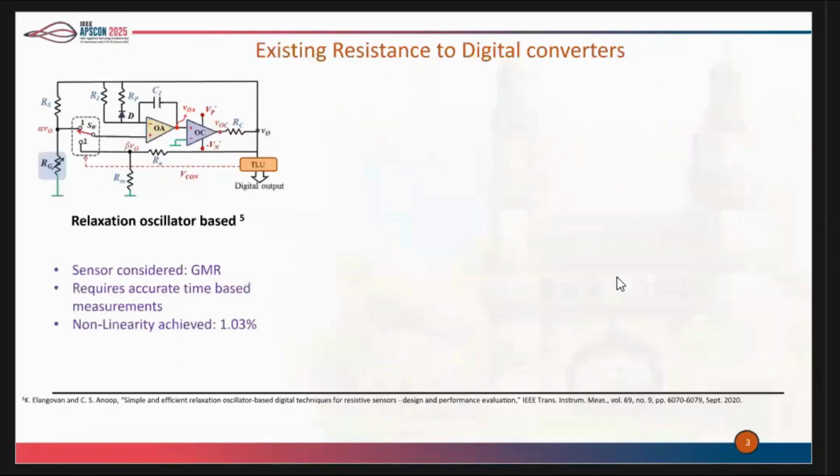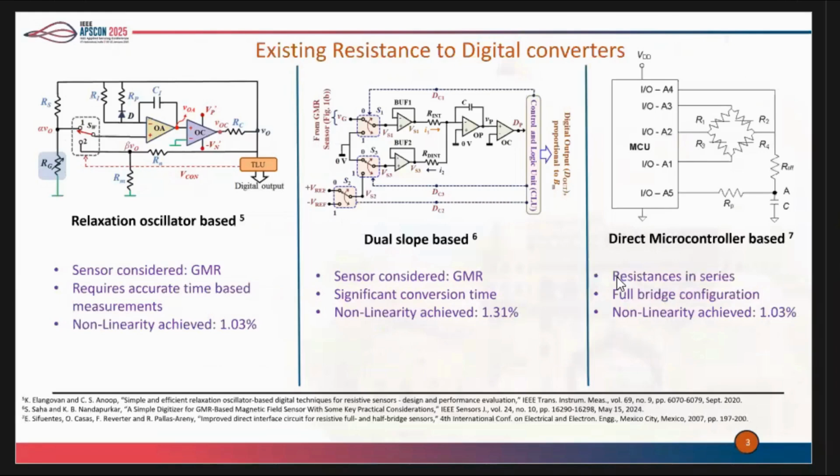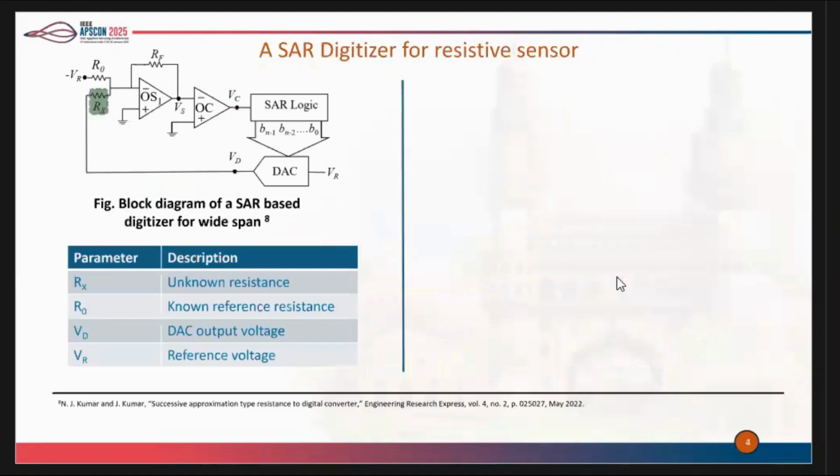There are various existing resistance to digital converters, like relaxation oscillator based, dual slope based, or direct microcontroller based. There are also SAR based digitizers for resistive sensors available in the literature. This is a block diagram of a SAR based digitizer for a wide span resistive sensor. For wide span measurement, suppose you want to measure from 0 to 5 kilo ohm, then this is ideal. But our work is for short span sensors.